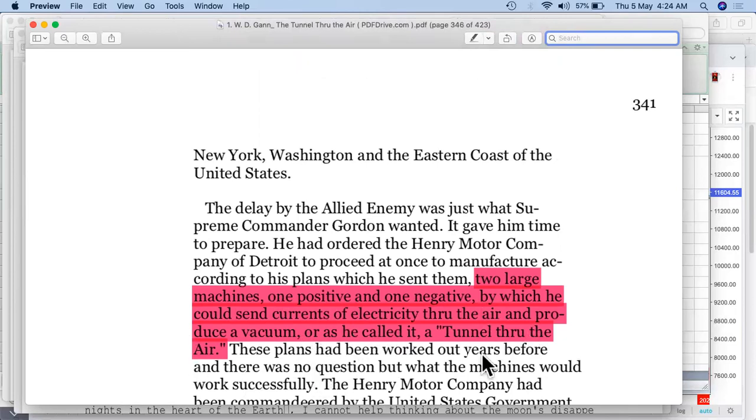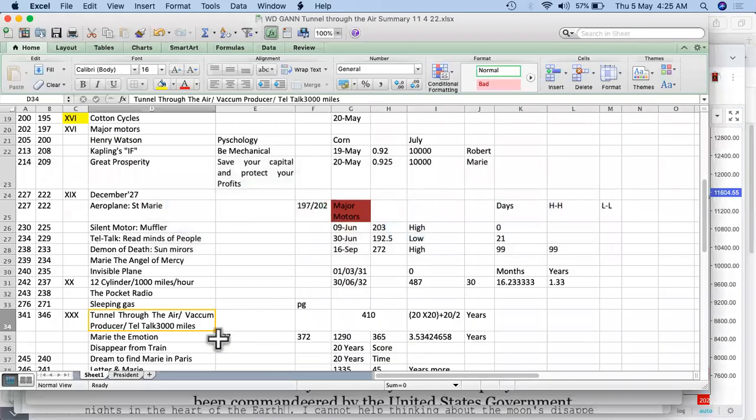So this is one more machine that they had. This is a tunnel through the air that they have built up, and it could travel through a vacuum at a speed of 1,000 miles per hour.